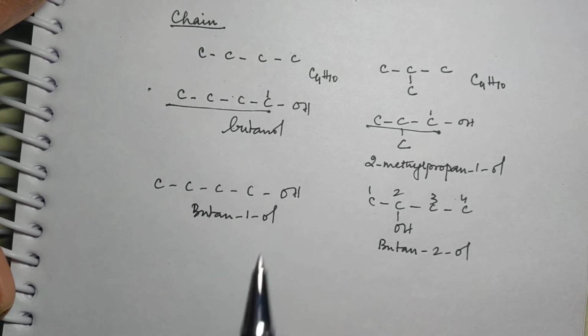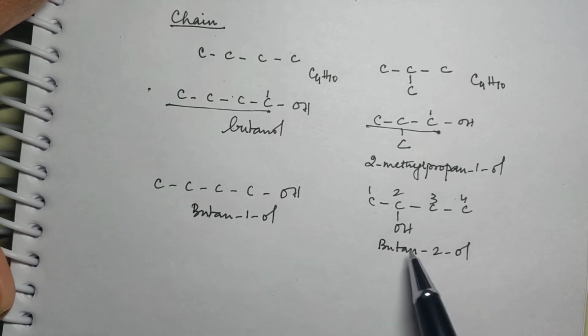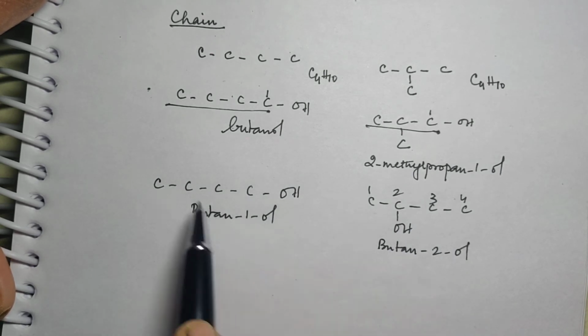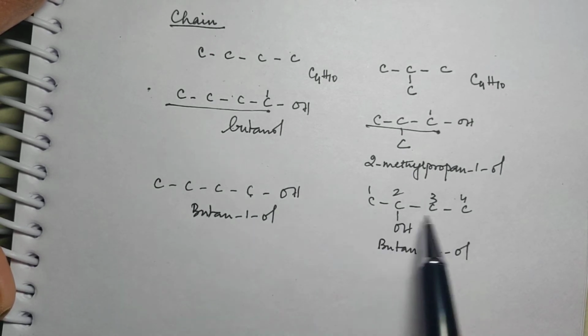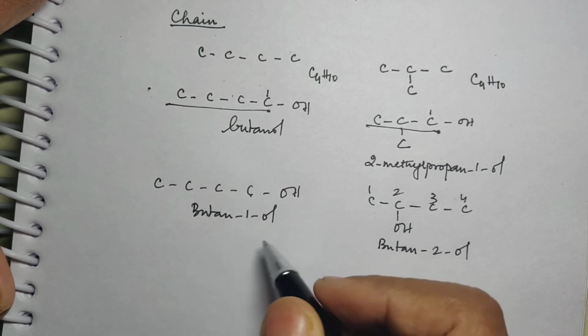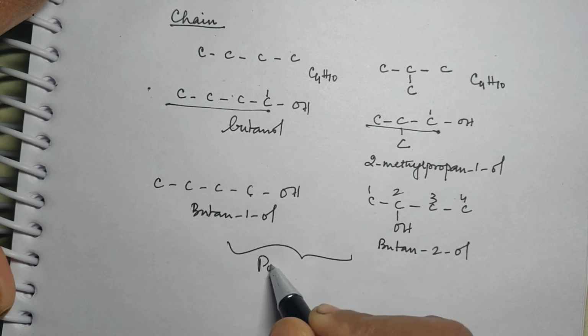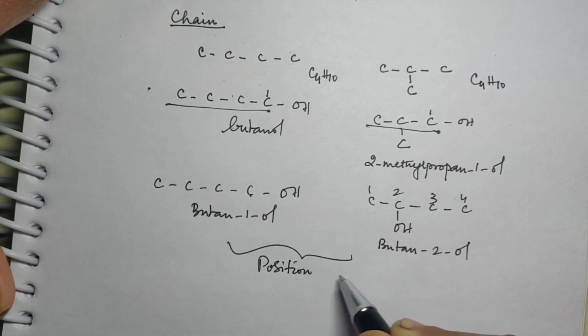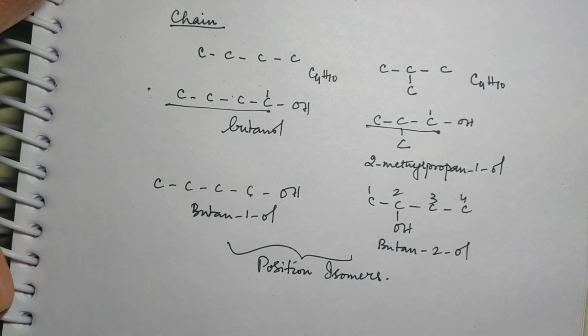Now where is the difference? The difference lies in the position of OH. Okay. Here also it is a 4 carbon chain. Here also it is a 4 carbon chain. The difference lies in the position of functional group. So these two are called position isomers. Okay, they are called position isomers. Butan-1-ol and butan-2-ol, they are called as position isomers.